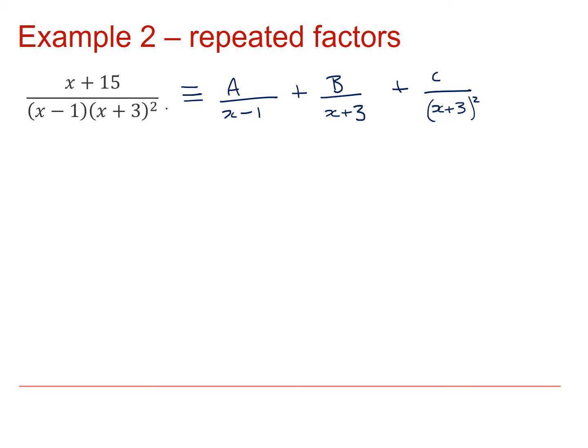If that had in fact been cubed on the bottom here, I'd have 1 for x plus 3 to the 1, 1 for x plus 3 to the 2, and another 1 for x plus 3 to the 3. Again, multiply through by your common denominator. Still an identity. This is going to gain x plus 3 squared. This is going to gain one of each, so an x minus 1 and an x plus 3, and this is just going to gain an x minus 1.